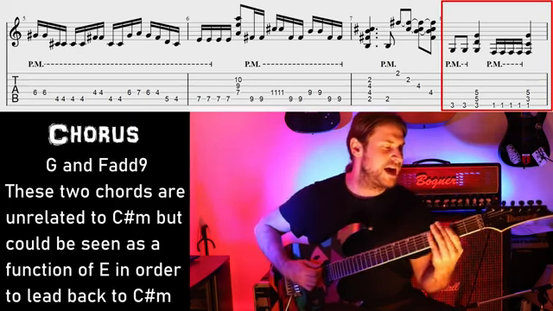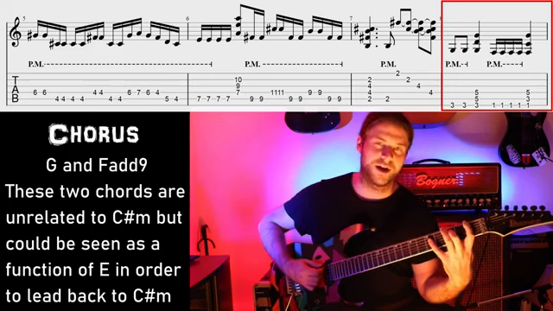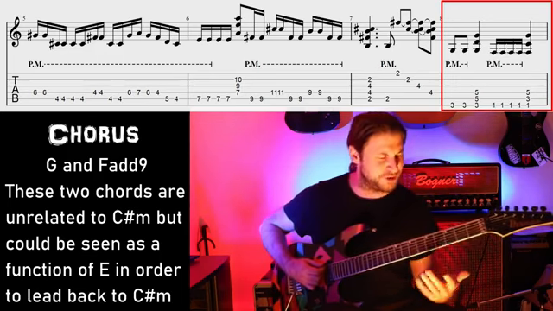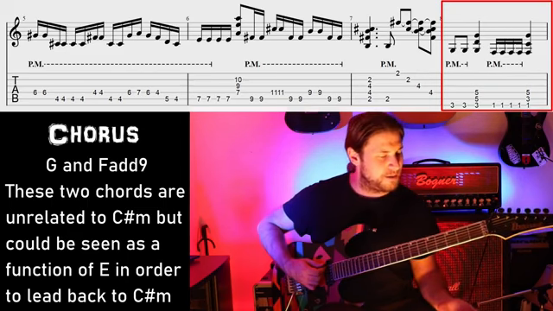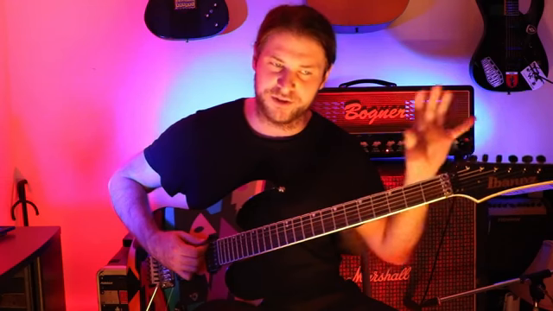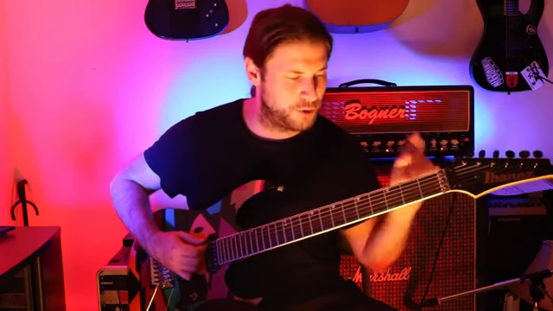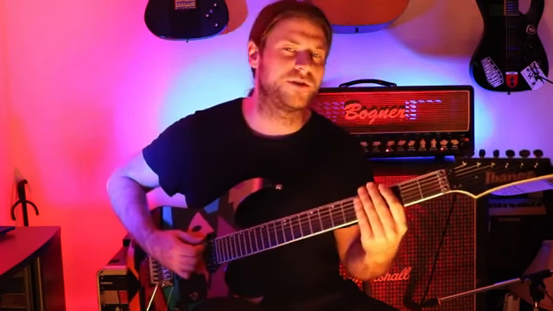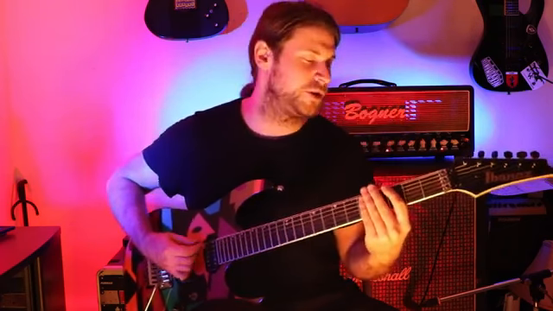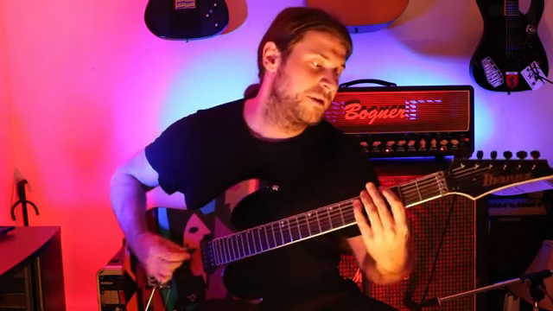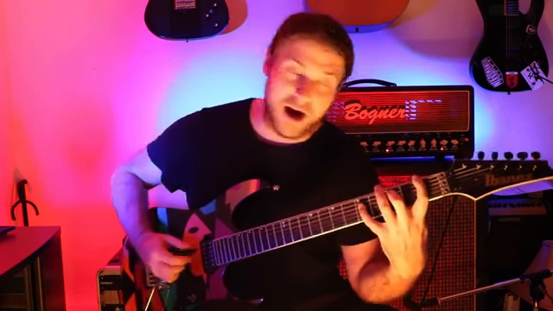We hit a G and an F add 9 coming out of that. Now, in relation to the original key, this really has no bearing. So if we substitute an E in place of the C sharp minor, which is the 1 chord, and we sort of think of E as the 1, this makes a lot more sense, because then you're doing a Phrygian type of thing with the G with a flat 3rd and then a flat 2 on the F.